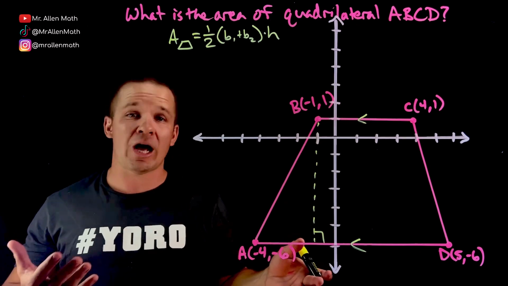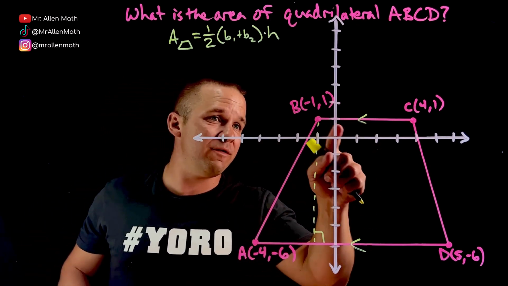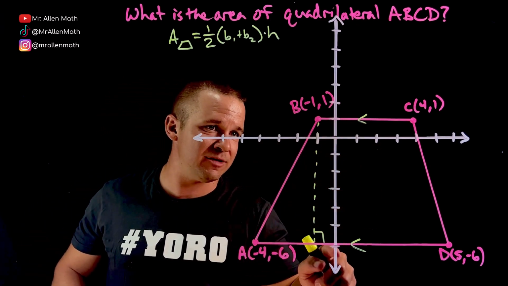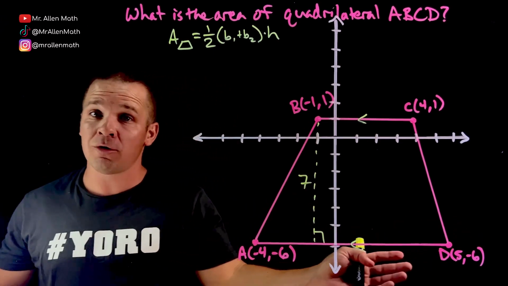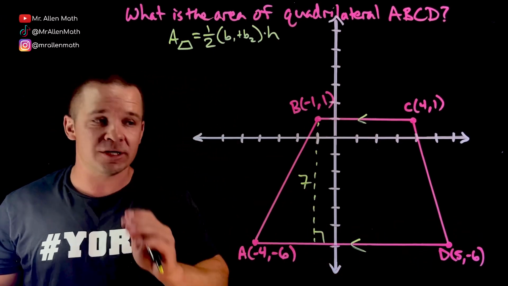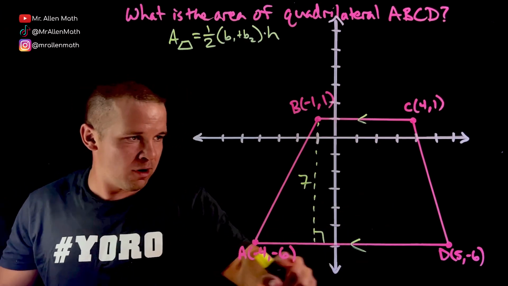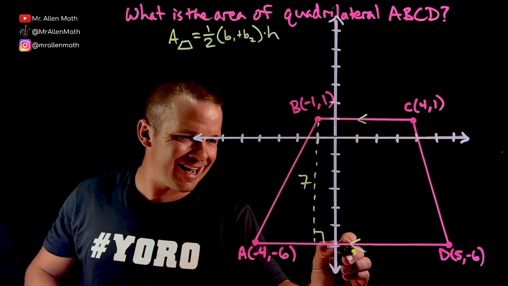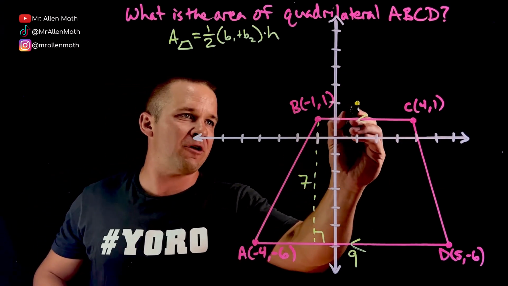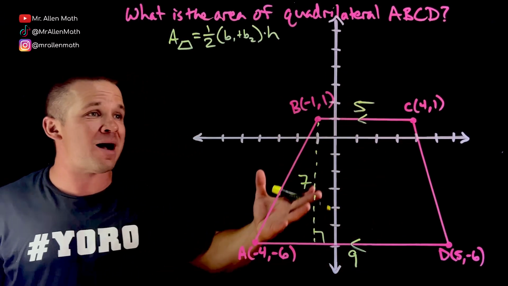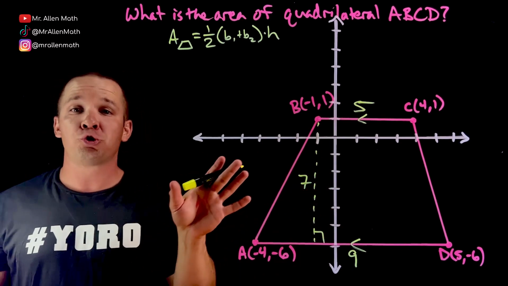How am I going to find that? I can fortunately count that. We've got 1 and then down to -6. That's going to be a 7 right there. So my height is 7. What's the length of this guy right here? It's a horizontal line. How wonderful. No distance formula needed. From -4 to 5, that's a change in 9. So that's a 9 right there. And then I've got -1 to 4, that's going to be a 5 up there. I have all of my dimensions of this trapezoid.